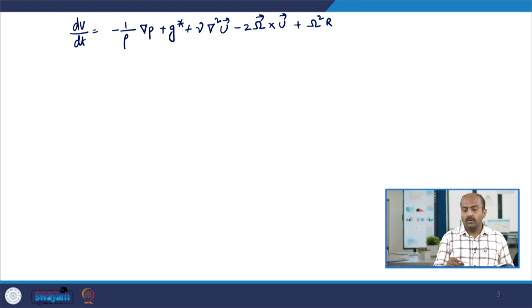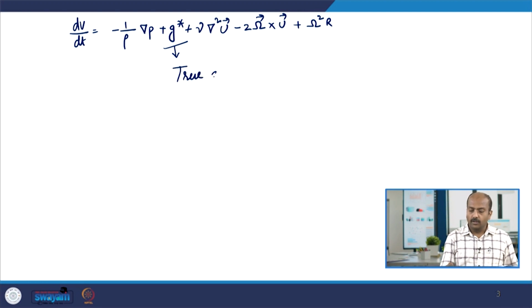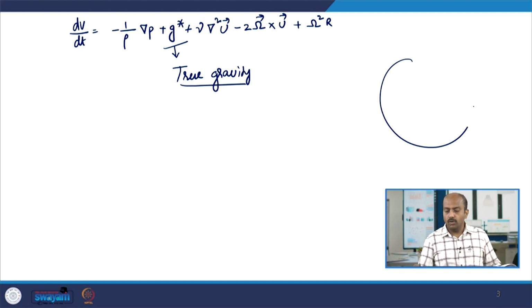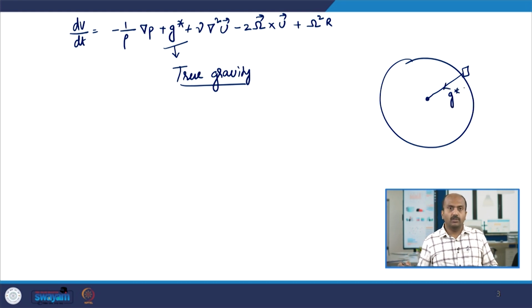Now, I will tell you one very important aspect of these forces. So, g star is what? This is called the true gravity. What is true gravity? We know that any object on the surface of the earth experiences a force towards the center, right. So, this force is called the true gravity. True gravity always acts towards the center of the earth, or towards the center of mass of the planet, right.